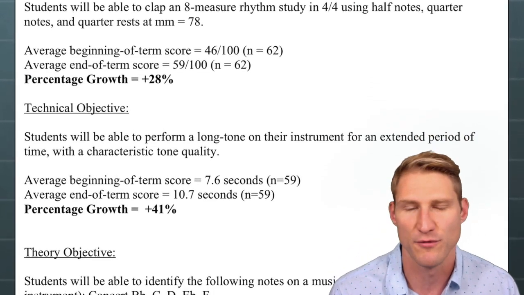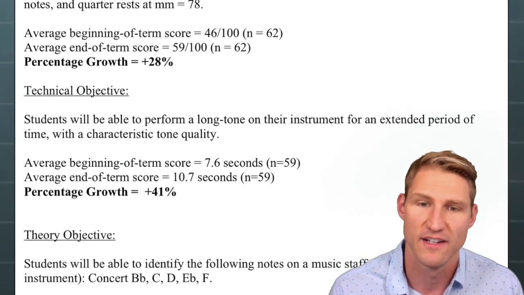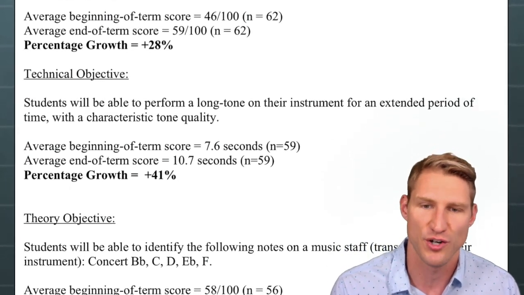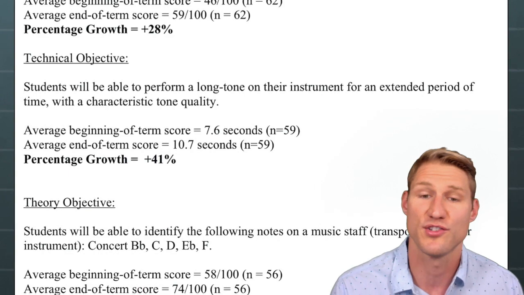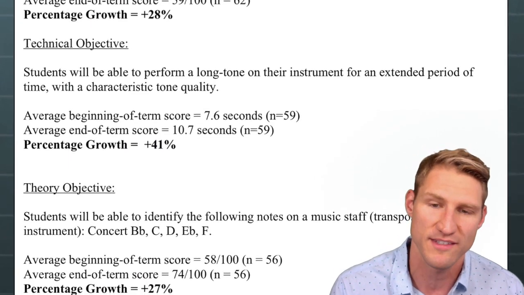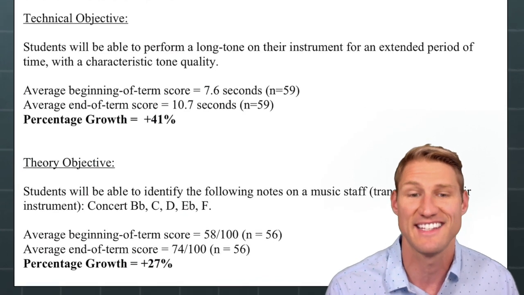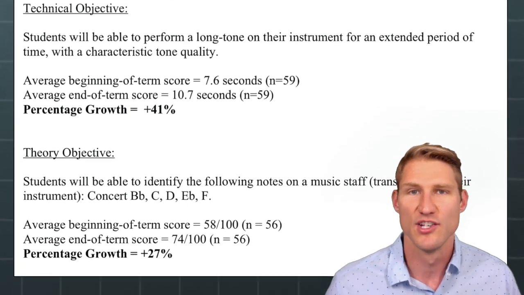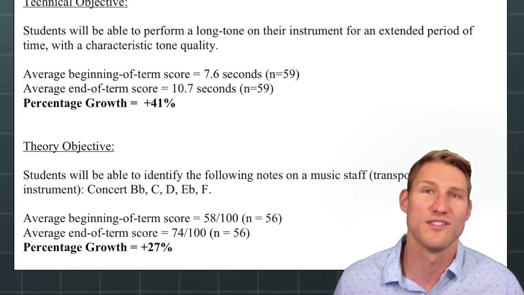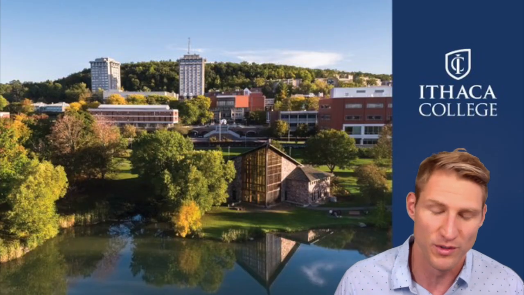And then our theory objective was identifying notes on a staff. So at the beginning of the term, our students scored an average of 58 points out of 100 on our note reading assessment, and at the end of the term, a 74. So being able to show administrators how students in your program are growing is really essential.